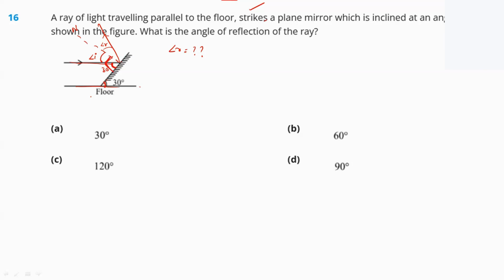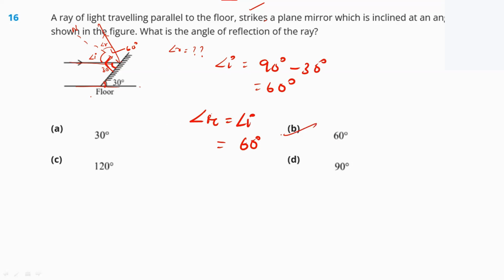So how do we find angle I? Angle I will be 90 degrees minus 30 degrees, which is 60 degrees. Correct? According to the law of reflection, angle I is equal to angle R. So if angle I is 60 degrees, angle R is going to be 60 degrees as well. So option B is our right answer for this question.